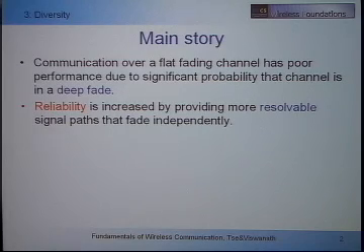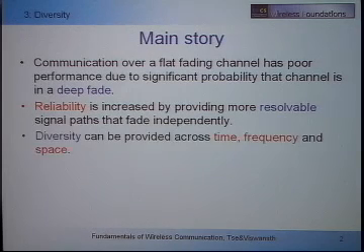So you've got to first physically try to get more resolution into your multipath so that you can get individual resolvable signal paths that fade independent of each other. Okay? Then you can get more reliability. What this is called is diversity. By providing more resolution, you get more diversity. And it turns out that diversity can be provided across different modalities: time, frequency, and space. We'll talk about all of these.